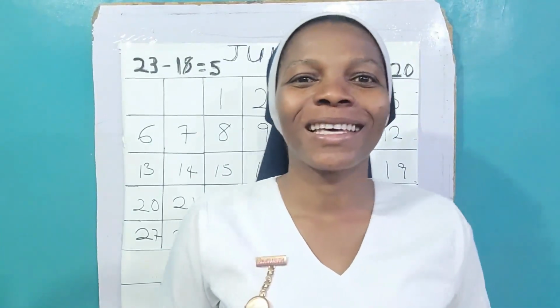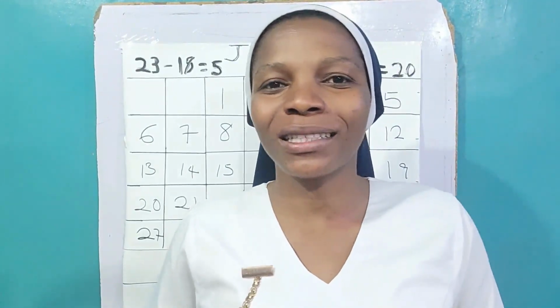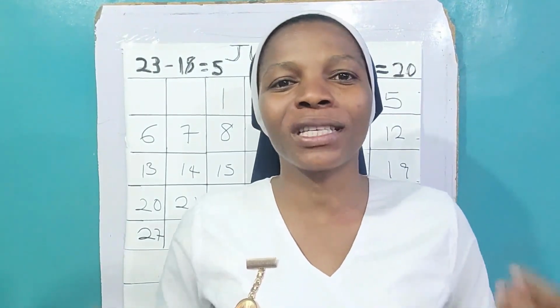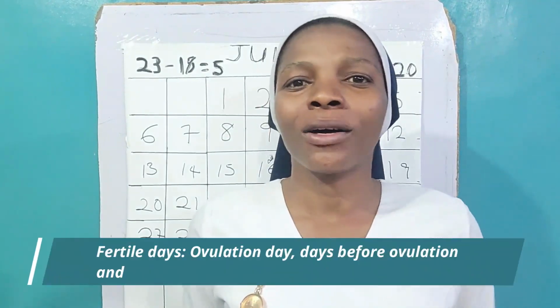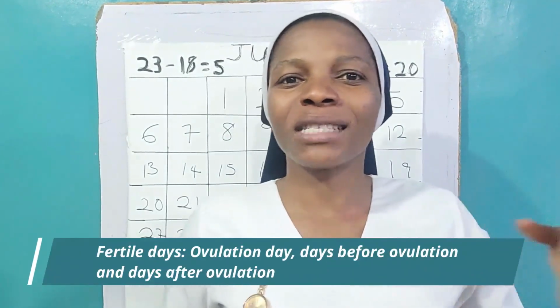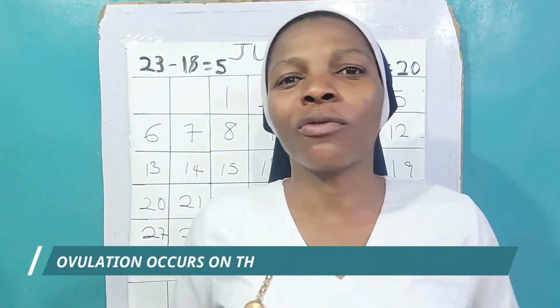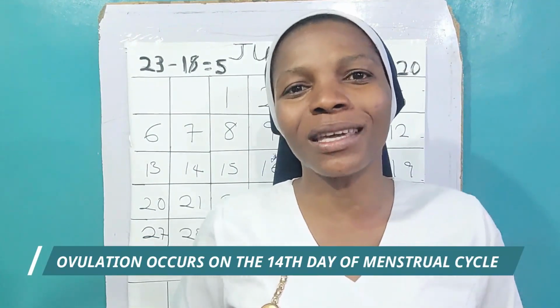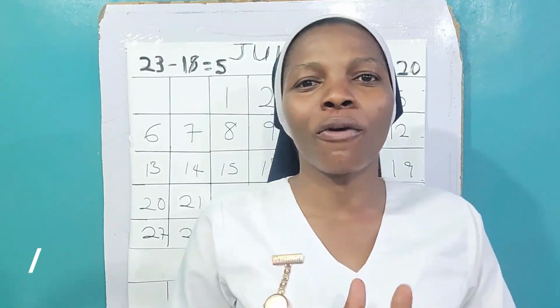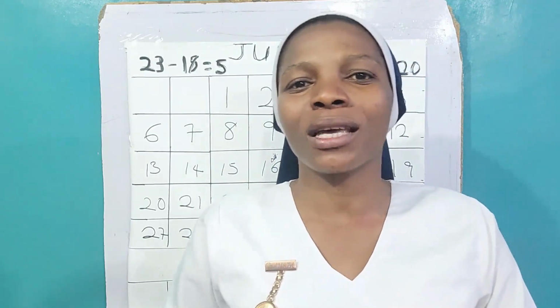Welcome back. In calculating our fertile days, we should bear in mind that the fertile days are the ovulation day, days before the ovulation, and days after the ovulation. And that ovulation occurs on the 14th day of the menstrual cycle for a 28-day cycle.